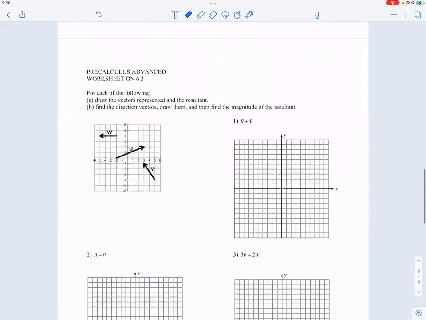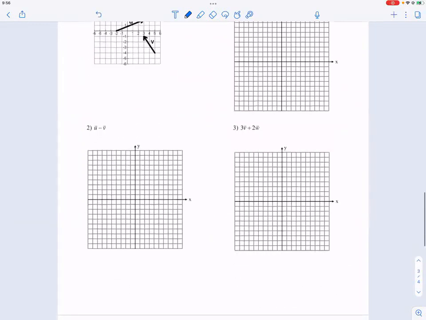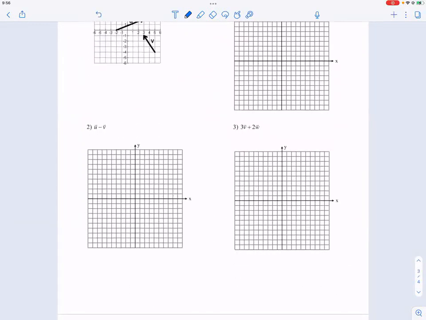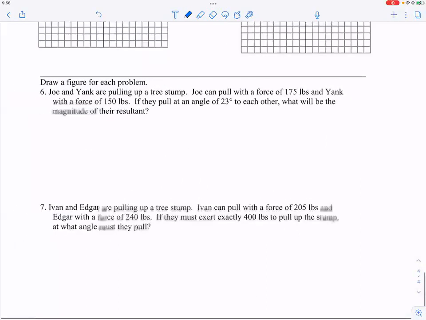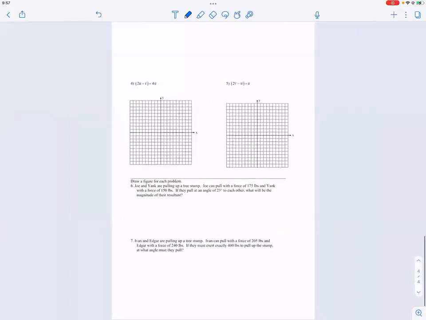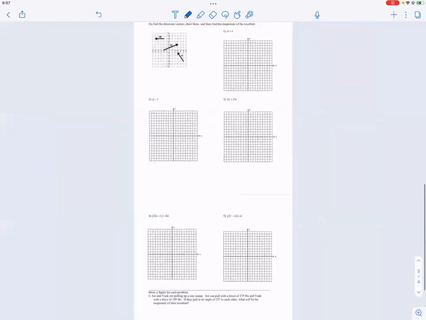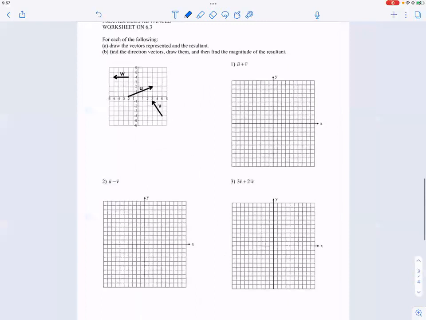So if you look at the worksheet page, you have a bunch of vectors to draw, and then you also have two word problems, just like the one that we did, and chances are you're going to use the law of cosines to find out the resultant. Okay, so take the time right now to finish the worksheet so you don't have to work on it at home.